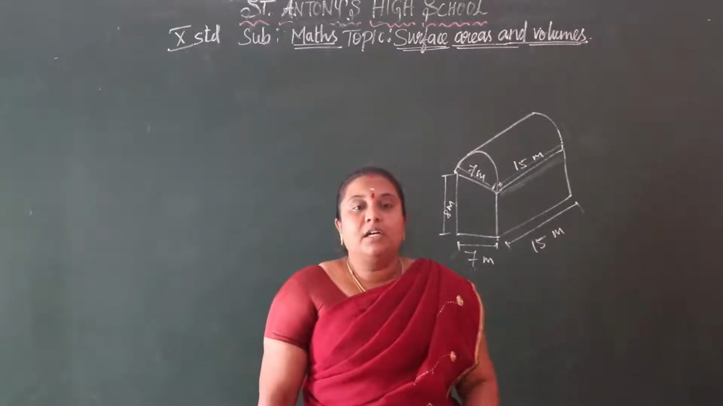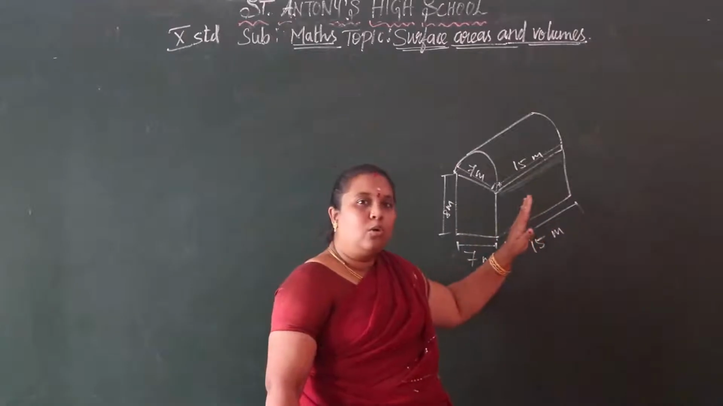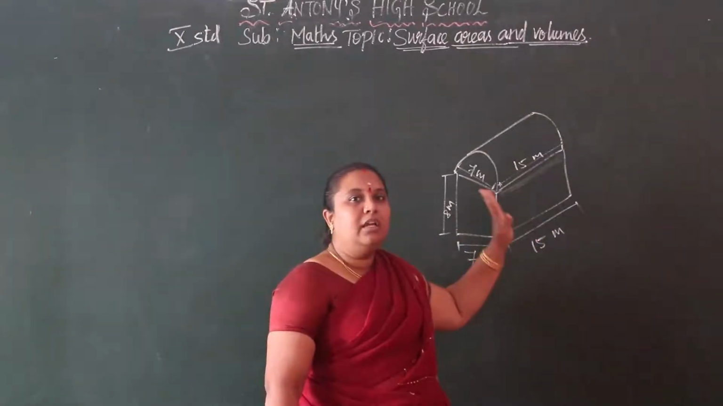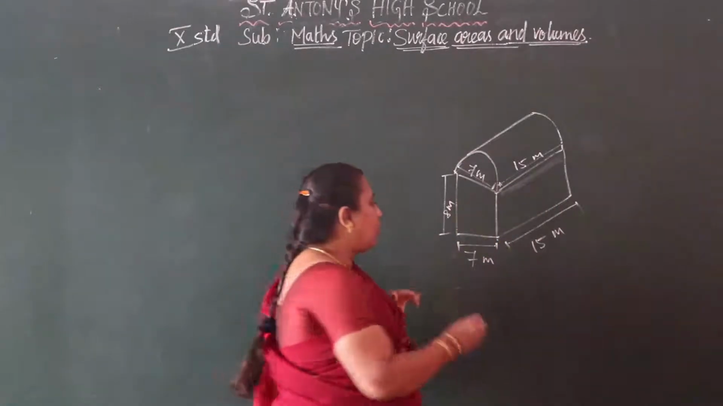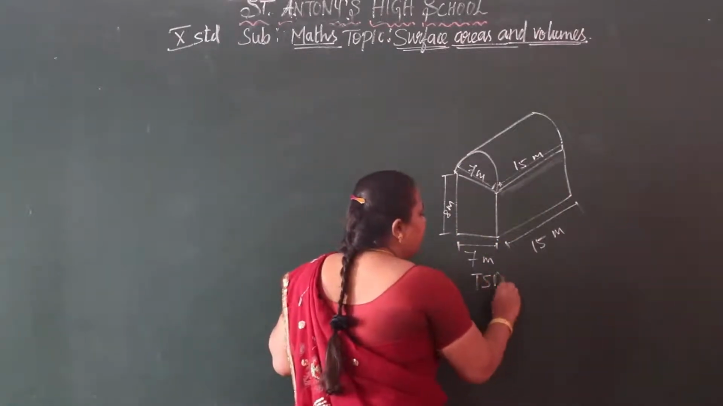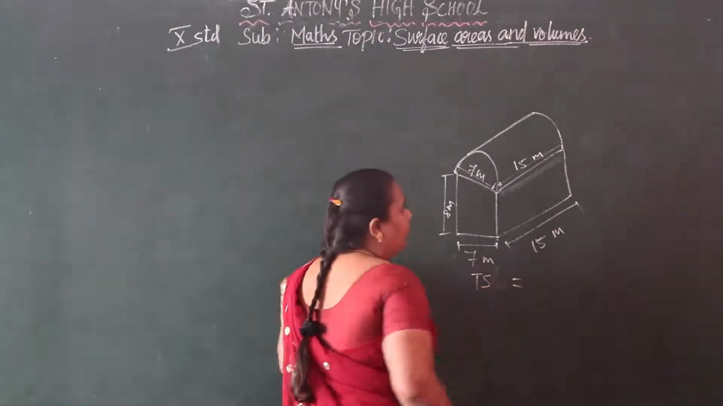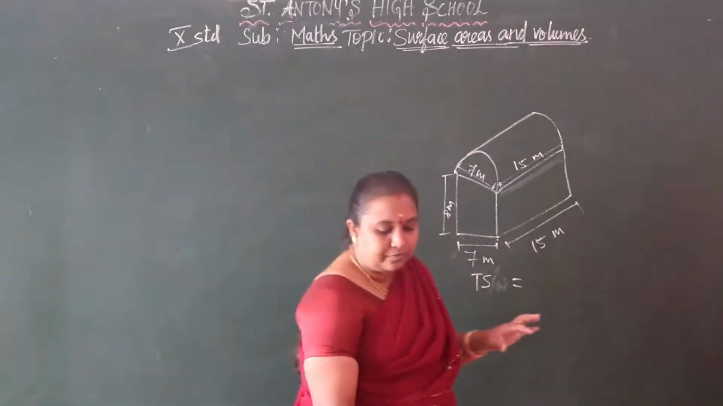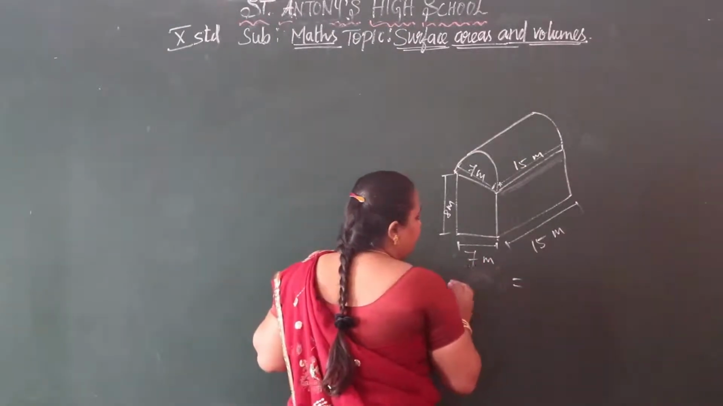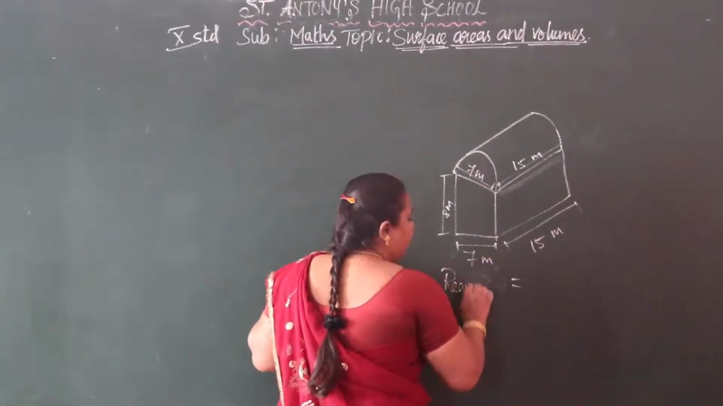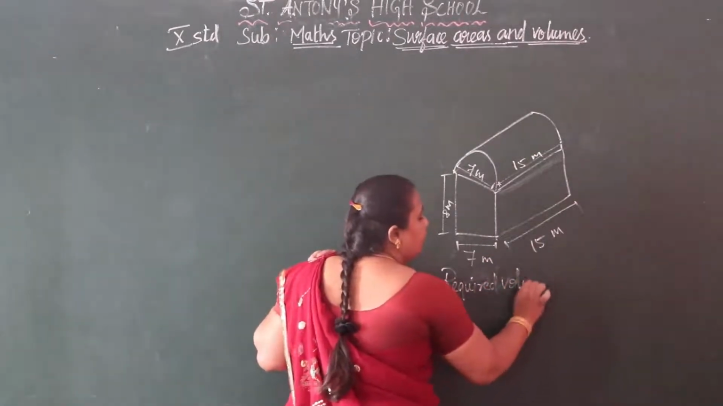Find the volume of air the total shape can hold. We want to find the total volume of this shape. So what is the total volume? Total surface area, sorry, not TSA, children. This is the required volume.